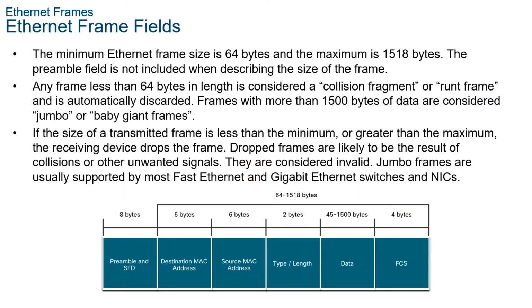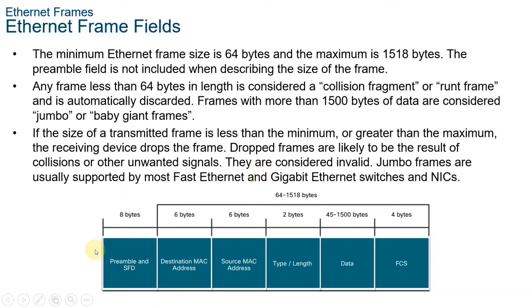Alright, so the next one is the Ethernet frame fields. The minimum Ethernet frame size is 64 bytes and the maximum is 1518 bytes. This includes all bytes from the destination MAC address field through the frame check sequence, or FCS field. The preamble field is not included when describing the size of the frame.